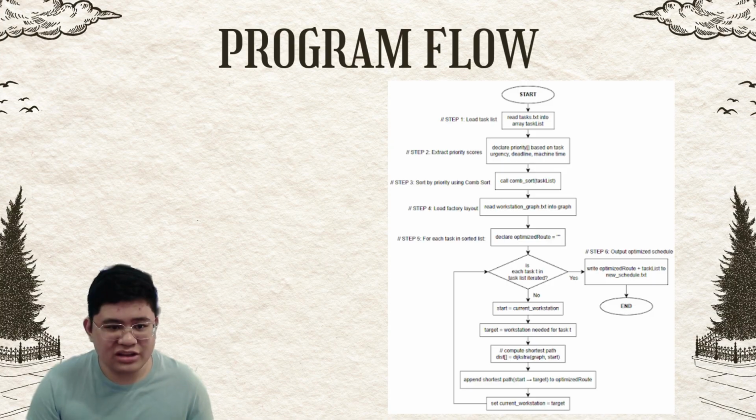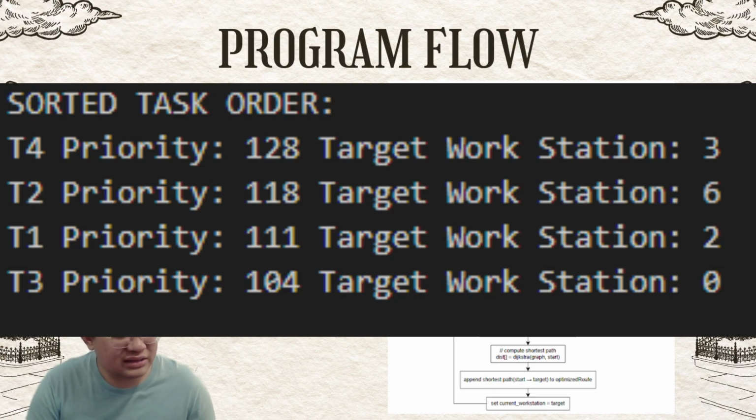After computing priorities, the program sorts the task list in descending order using comb sort. The result is a task list where the highest priority comes first. In our sample, the sorted order is T4, T2, T1, and T3.